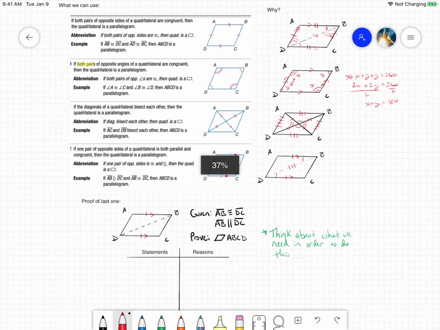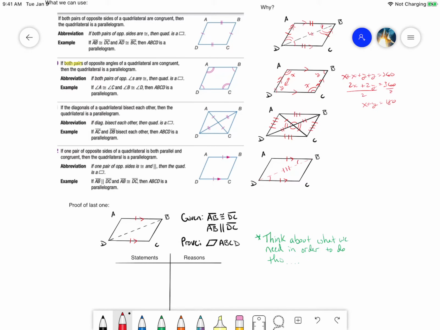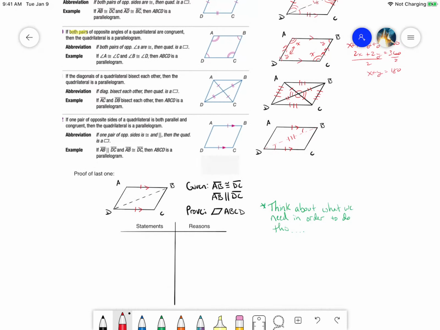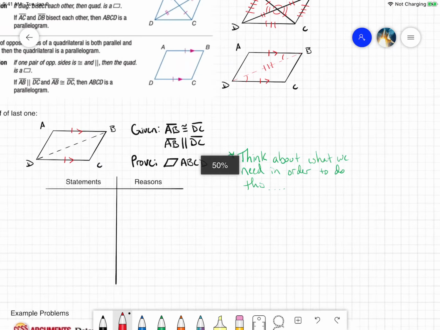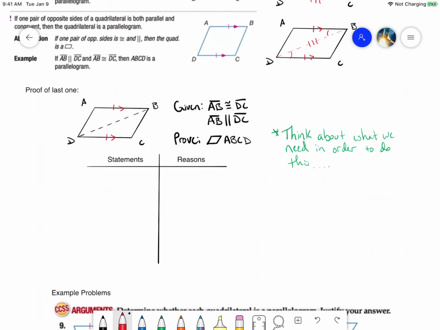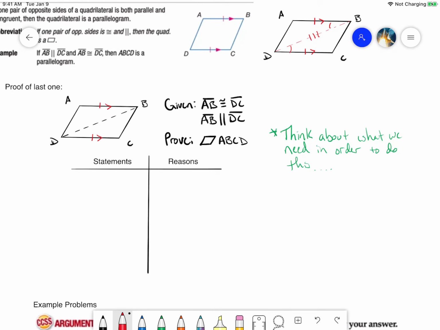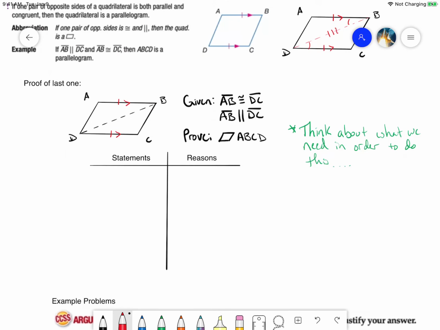So we're actually going to prove that if one pair of opposite sides of a quadrilateral are both parallel and congruent, then it must be a parallelogram. So here we're given that AB is both congruent and parallel to DC, right? And we're trying to prove that this is in fact a parallelogram. Okay, so think about what we need to do in order to do this.